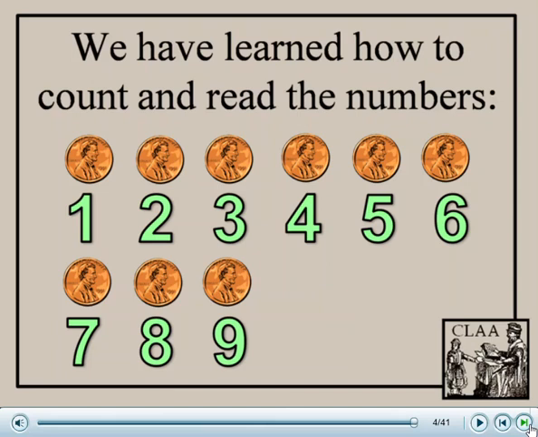So far in Petty School Arithmetic, we have learned how to count and read the numbers 1, 2, 3, 4, 5, 6, 7, 8, and 9. If we learn one more number, we'll know all the numbers that there are. Let's go ahead and learn the last number.